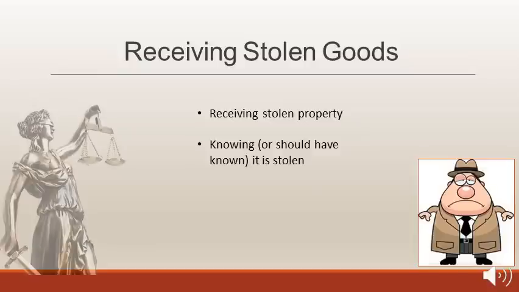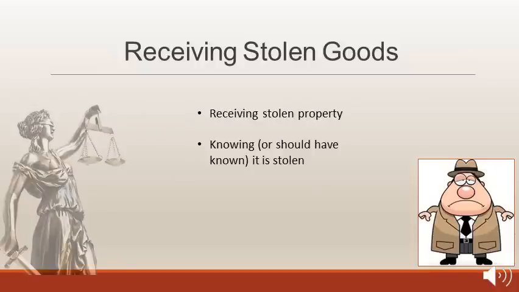So again, for the second element of knowing it's stolen, it's knowing or should have known, and that's based on a reasonably prudent person standard. And that would be receiving stolen goods. The other kicker for receiving stolen goods is it's also a crime to sell stolen goods in addition to receiving them. So the crime itself has a couple of other little asterisks with it.